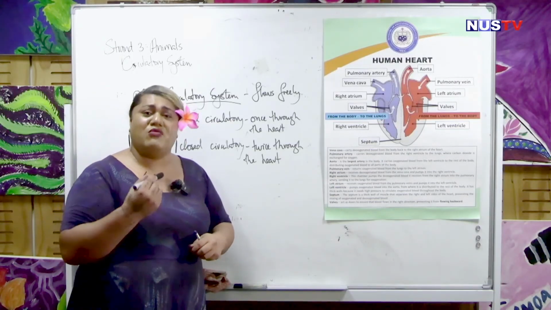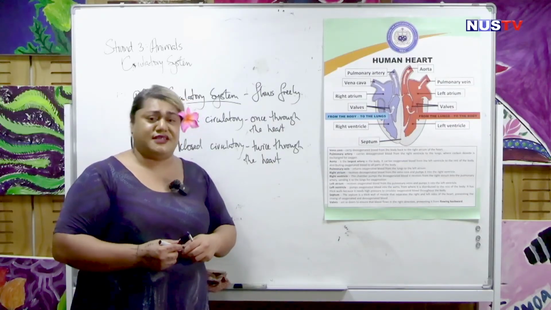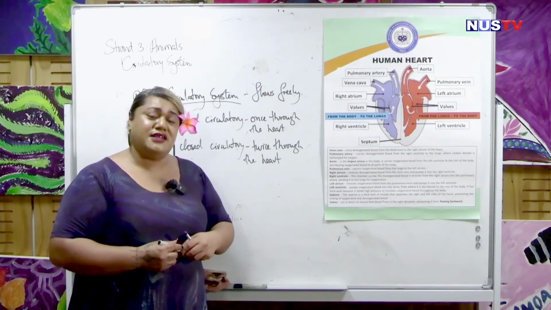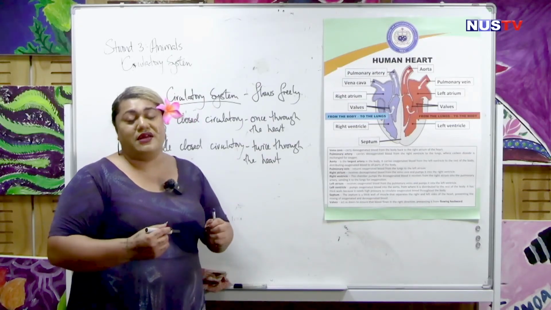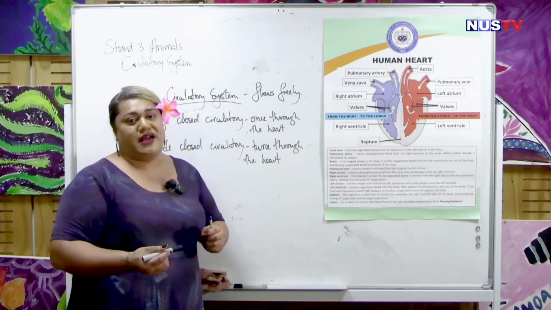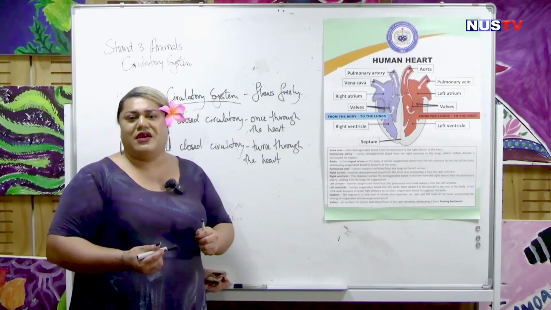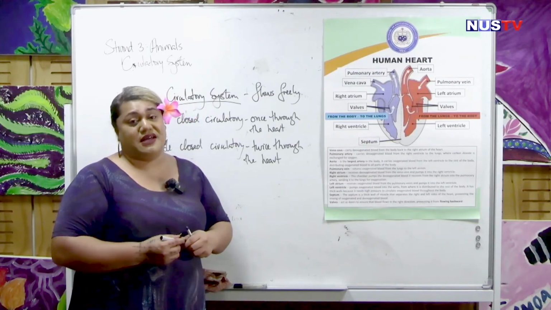So, the open circulatory system. Insects as well. So they don't need the constant flow of blood.